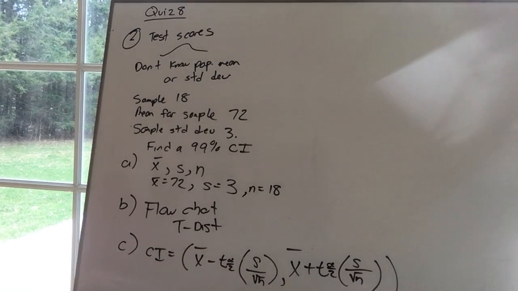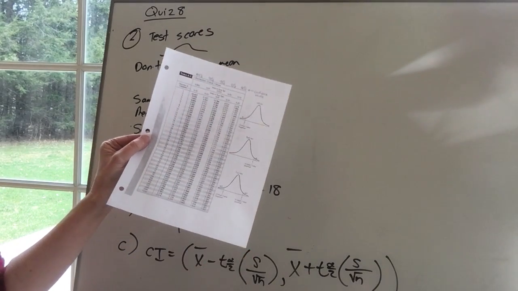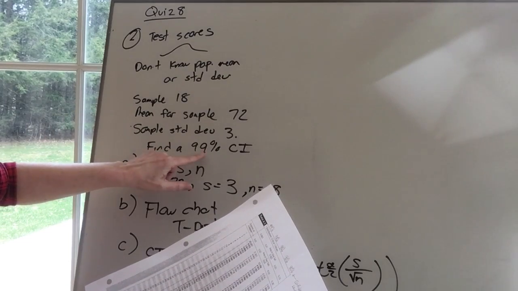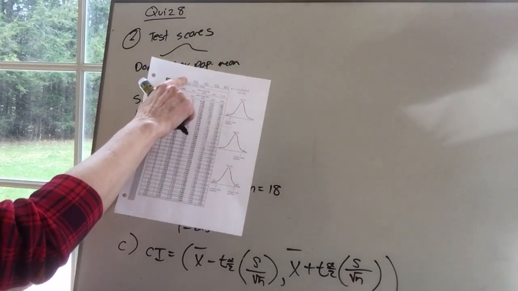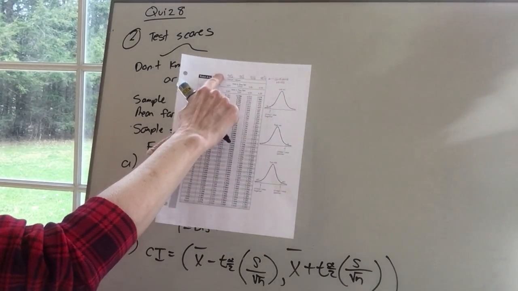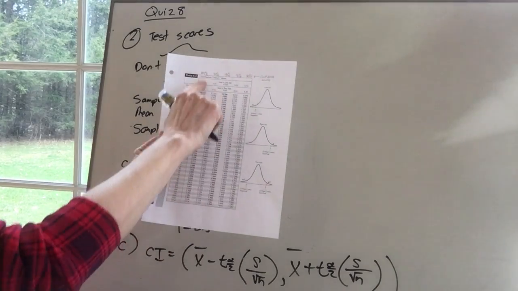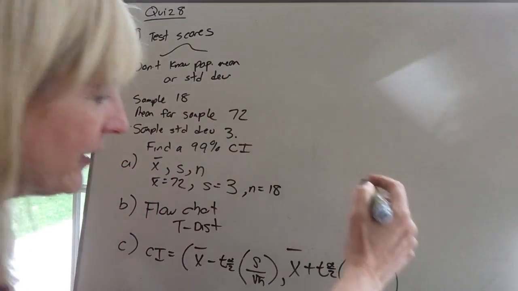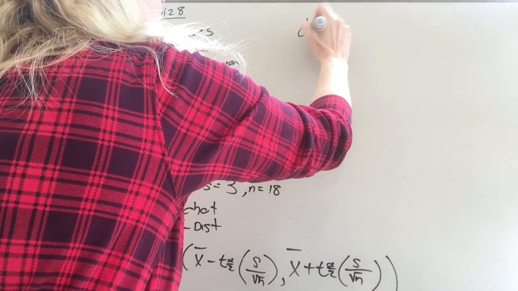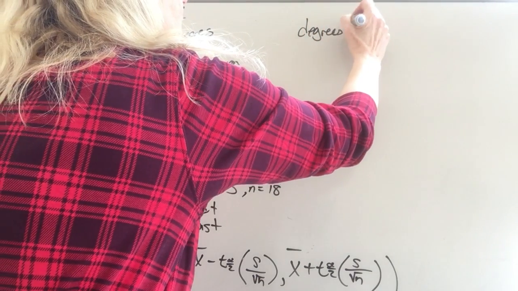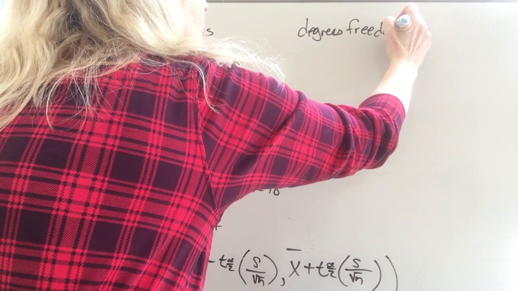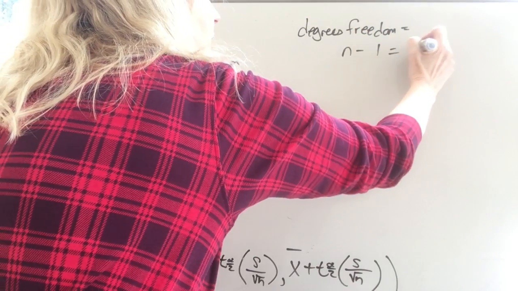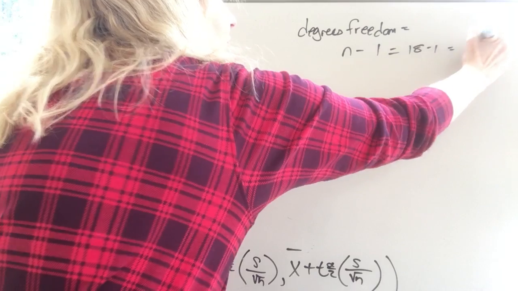We don't know what T alpha over 2 is. That's where this table comes in, this T distribution table. Our problem said 99% confidence level, so if you look at the table I gave you, 99% is the first column. But then they have something called degrees of freedom, and that is pretty easy, you guys. It's just equal to n minus 1. In our case, it's 18 minus 1, which equals 17.